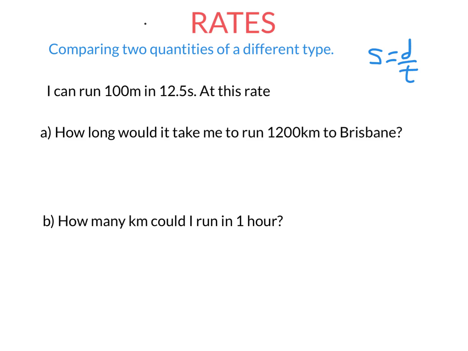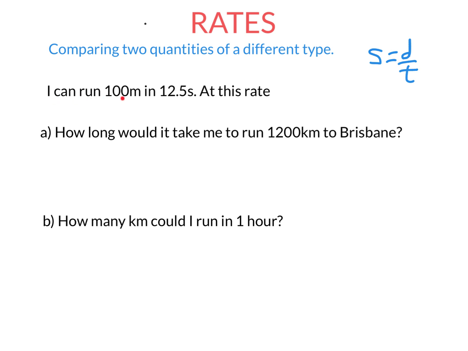Thank you so much for tuning into this video in which we will look at rates. So ratios compare two quantities of the same type, same units, whereas rates compare two quantities of a different type, so different units. A rate with which you would be familiar is speed. Speed compares distance and time. So speed is actually just distance over time.